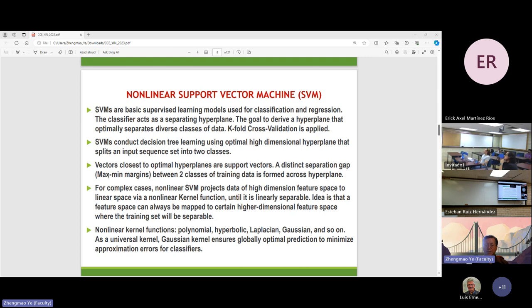Now, for some complex cases, nonlinear SVM projects the data of a high dimensional feature space to linear space via a certain kernel function until it is linearly separable. The idea behind is very simple. A feature space can always be mapped into a certain high dimensional feature space where the training set will be separable. We have a number of typical nonlinear kernel functions, such as the polynomial, hyperbolic, Laplacian, and the Gaussian. As a universal kernel, the Gaussian kernel ensures the global optimal prediction to minimize the approximation errors for classifiers.